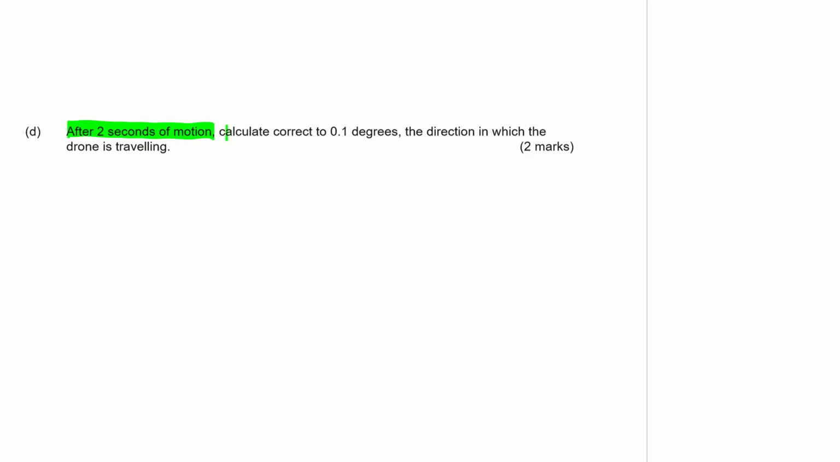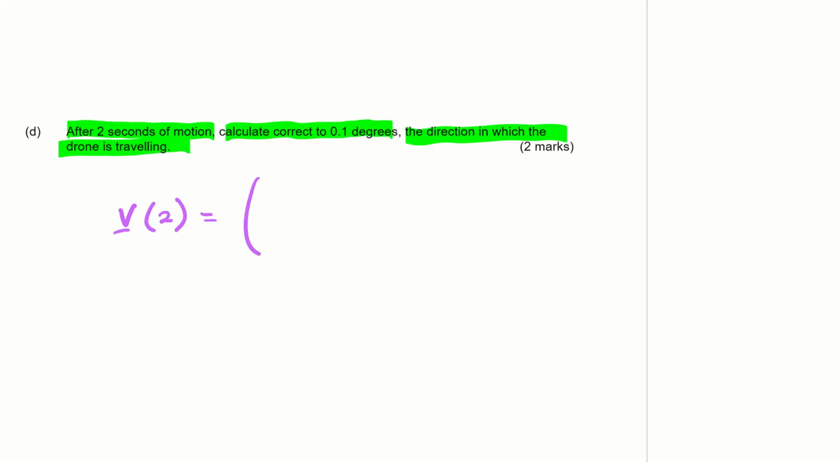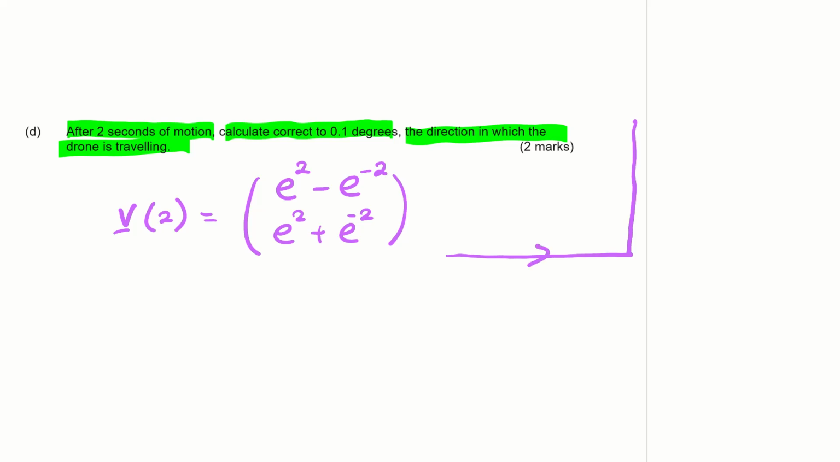After 2 seconds of motion, calculate correct to 0.1 degrees the direction in which the drone is travelling. So what we're after is v of 2, which is going to be e squared take away e to the negative 2 over e squared plus e to the negative 2. And so if we form a triangle, we've got e squared take away e to the negative 2 that way, and e squared plus e to the negative 2 that way. And so it's going to be like that. I'm expecting it to be a bit more than 45 degrees, because this is a bit less than e squared, this is a bit more than e squared. So a bit more than 45 degrees is what I'm expecting.